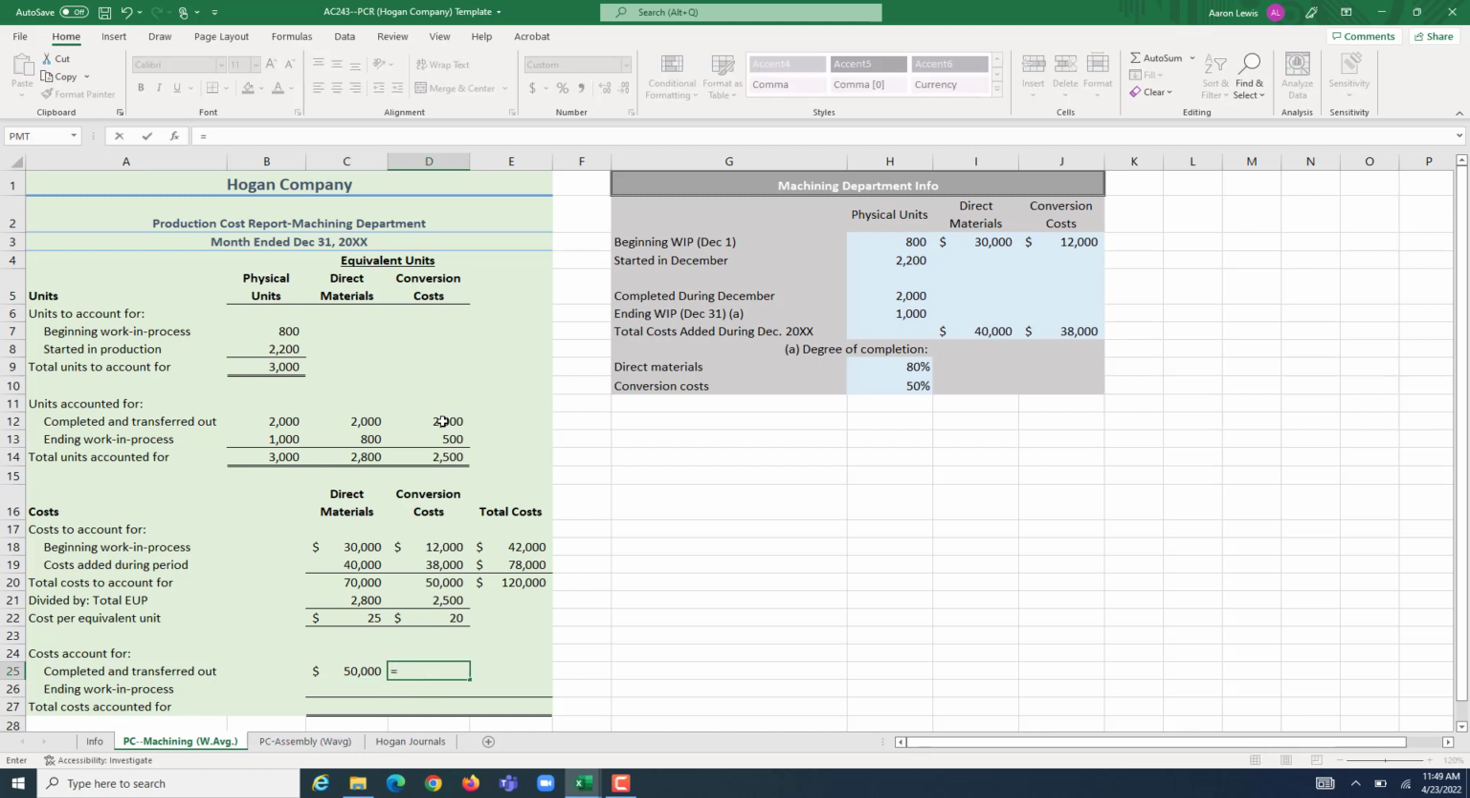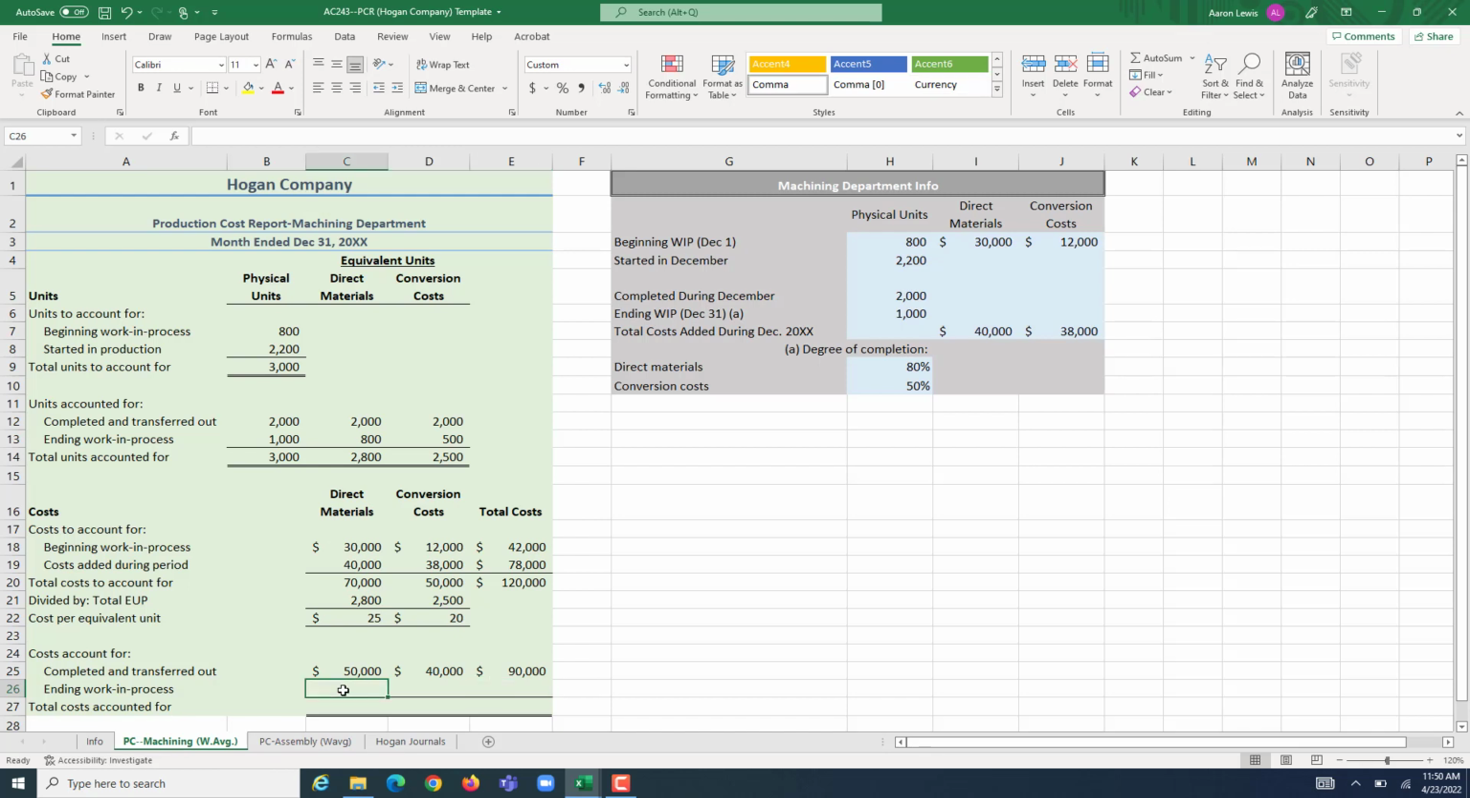If we transferred out 2,000 units to assembly, and each one of those units costs us $20 in conversion costs, that means that 2,000 physical units, which we transferred off, had $40,000 worth of conversion costs paid to machine the parts, and we should be transferring that $40,000 worth of costs to the next phase of production, which means in total we're going to transfer $90,000 worth of costs from Hogan Company's machining department to their assembly department. And that's an important number because whatever is transferred out of one phase of production always gets transferred into the next phase of production, the assembly department.